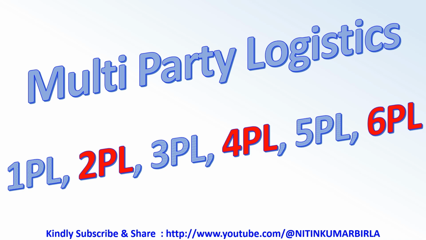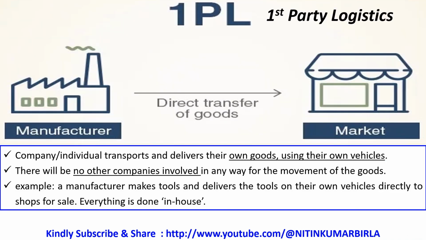So, an example, I'm just reading it out on the screen, don't worry. A manufacturer makes tools and delivers the tools in their own vehicle directly to shops for sale. Everything is done in-house. That's the most important thing. Another example, a tools manufacturer. You go directly and distribute to all the persons who are selling automobile parts, or any tools, electronic tools, or automobile tools, depending on your products.